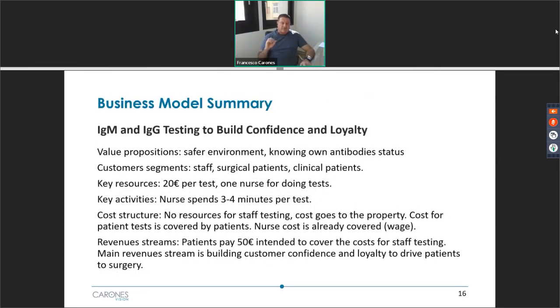Here is very briefly our business plan as regards the value proposition and all of that. Our costs are negligible because the test costs 20 euros. We said the nurses are already employed in our practices. So the revenue stream is just supposed to be covering our costs, as I said.